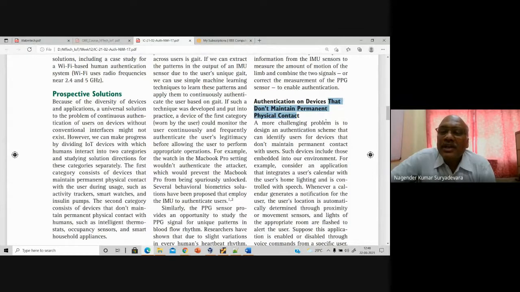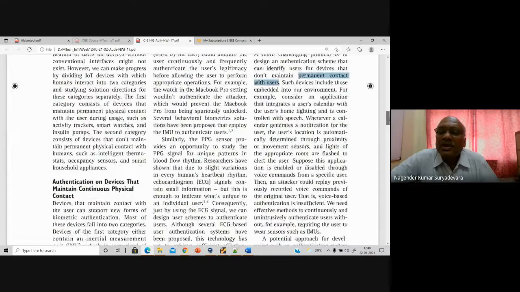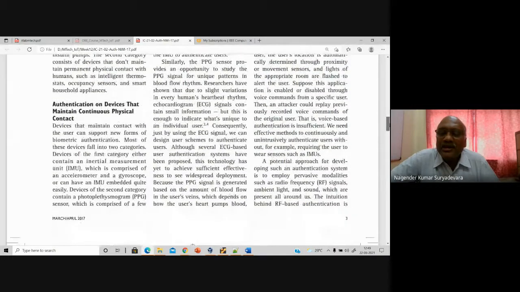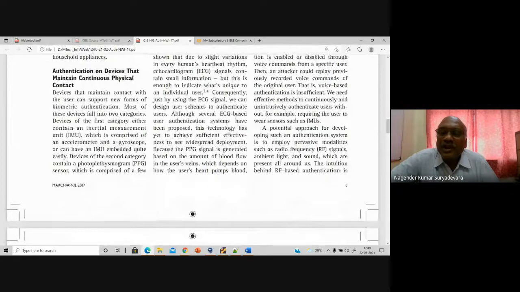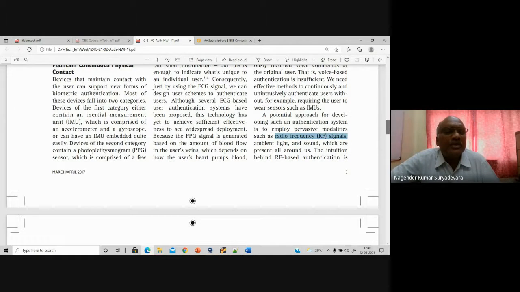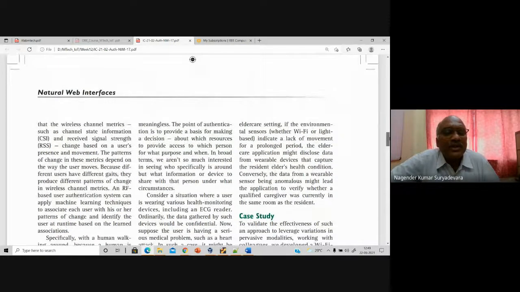The other way, if you don't want to wear a device, is more challenging: to design an authentication scheme that can identify users for devices that don't maintain permanent contact with the users. So there is no permanent contact; it is not a wearable device. Such devices include those put in your environment, in your smart home, smart office, or smart building. In those kinds of applications, you can put certain mechanisms that use radio frequency signals. These are pervasive modalities where, using RF signals, you can identify whether the right person is in the home, the right person is using the devices, and the right person is able to operate the devices and exchange data.